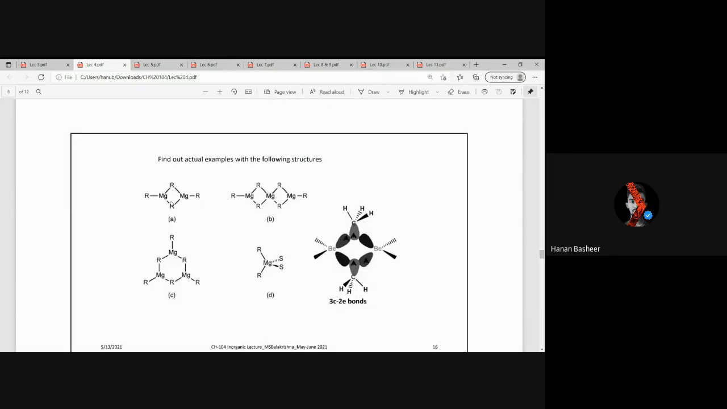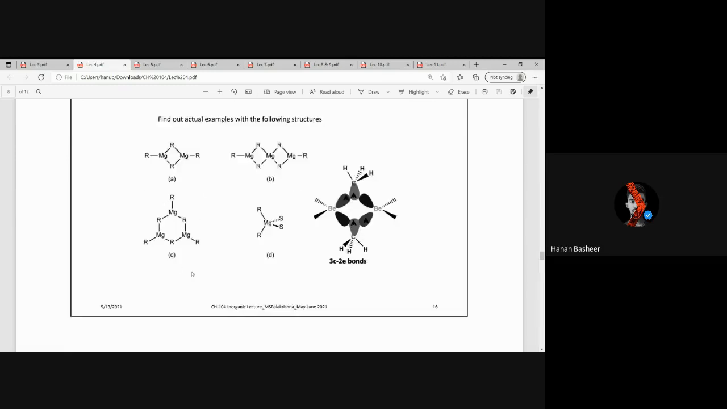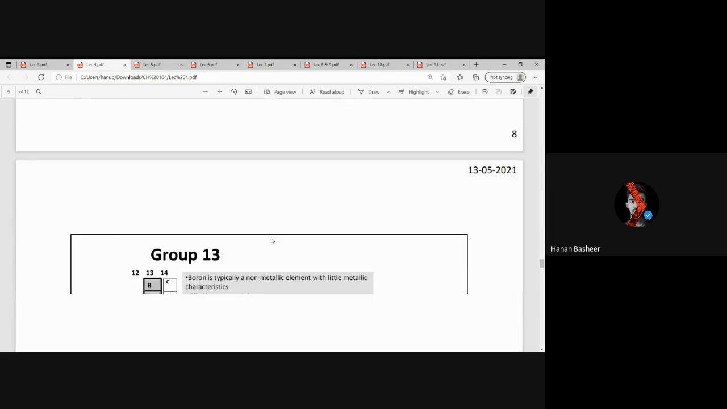So this is the structure when multiple atoms of R are attached to Mg, and this is the bigger structure, and this is formed because of 3 center 2 electron bonds. So just like we saw in the case of beryllium and methane, there the electrons are shared between them. There are 3 centers: beryllium, carbon, beryllium, and the 2 electrons are delocalized between them.